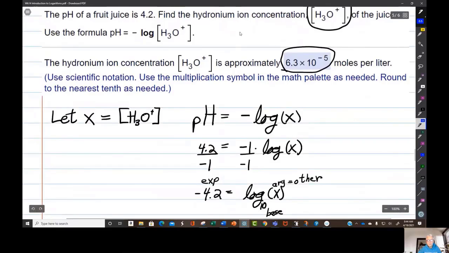I know your mouths are probably hanging open about this. So go meditate on it. But this little trick of letting the hydronium ion concentration in moles per liter equal x just makes everything easier.